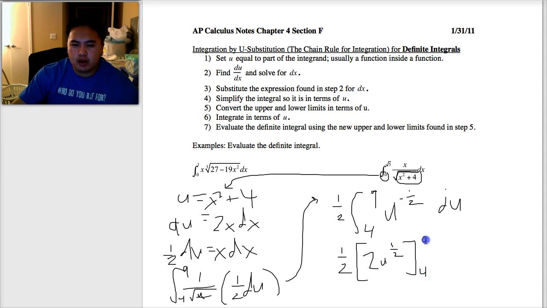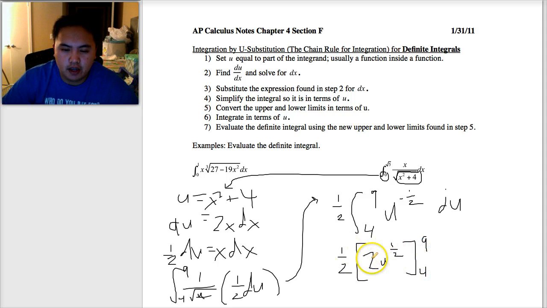Okay, just like our original problem, remember when I pulled out the half here? This is the same thing. I have this 2 inside the brackets. I could factor out a 2, and 2 times half is just 1. So this problem can just be simplified to u to the half, and then 9 and 4.